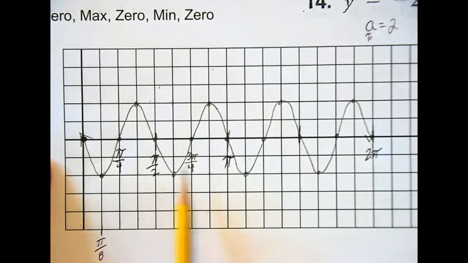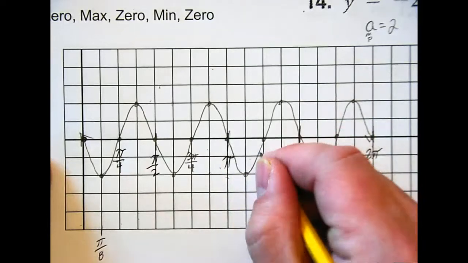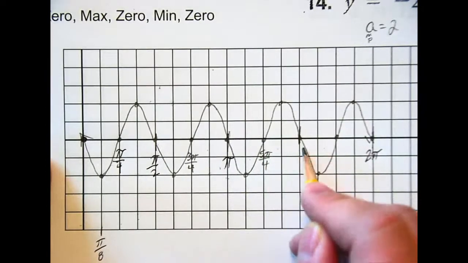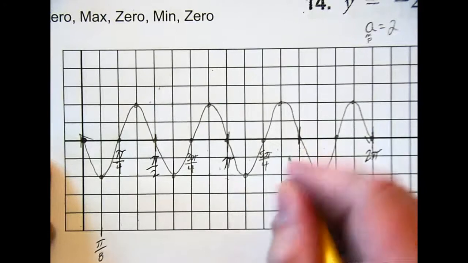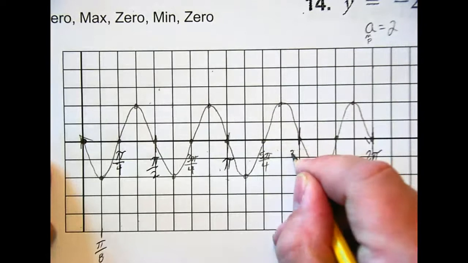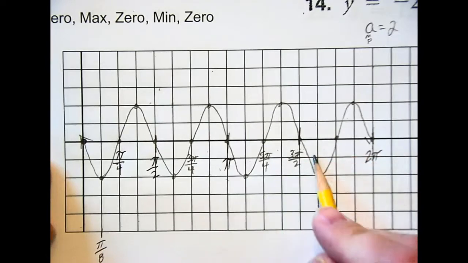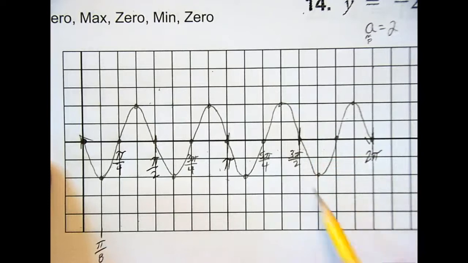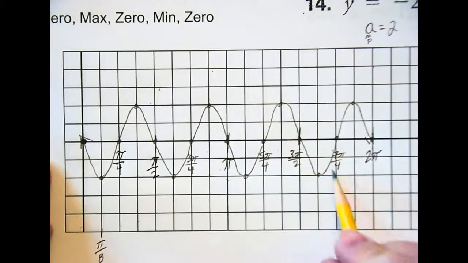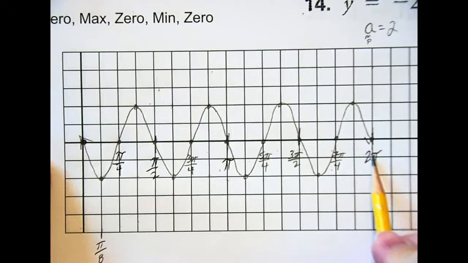Okay, so it's 6 pi over 8, 7 pi over 8, 8 pi over 8, or pi. 9 pi over 8, 10 pi over 8, or 5 pi over 4, 11 pi over 8, and 12 pi over 8, or 6 pi over 4, also known as 3 pi over 2. Okay, what were we at there? 12, yeah. 13, 14 pi over 8, or 7 pi over 4, 15 pi over 8, and 16 pi over 8, or 2 pi.